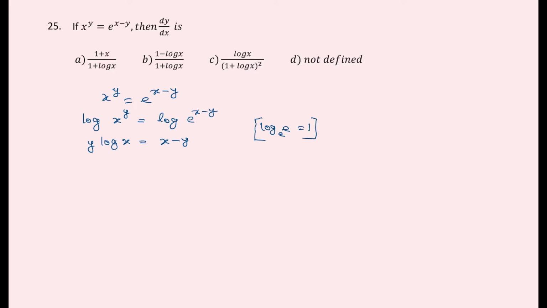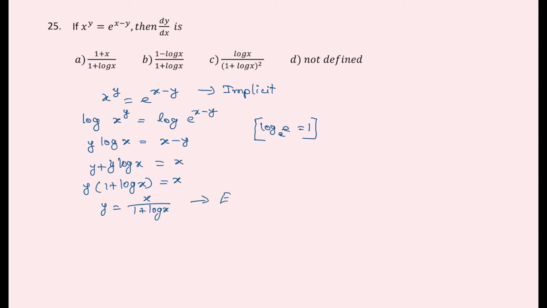We have to find dy by dx. So let us collect y terms on one side. And x remains here. y is common. Now y is x upon 1 plus log x. The given equation was in the implicit form. Now we made it an explicit equation. If we differentiate this explicit equation, we will get the answer in terms of x and we will get dy by dx directly. Let us differentiate using the quotient rule.